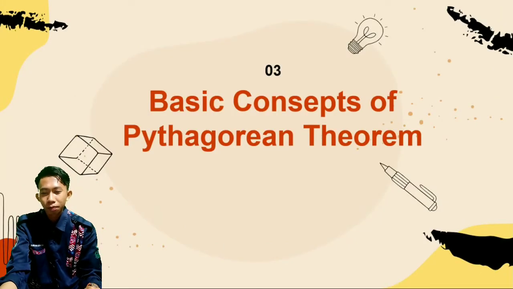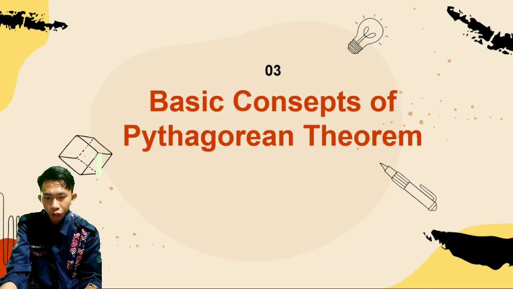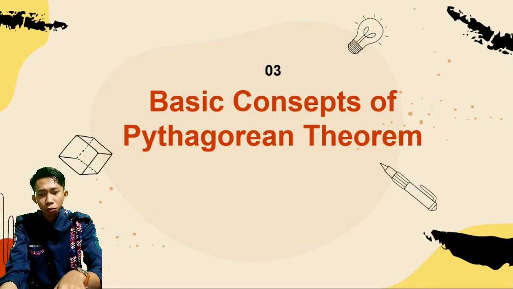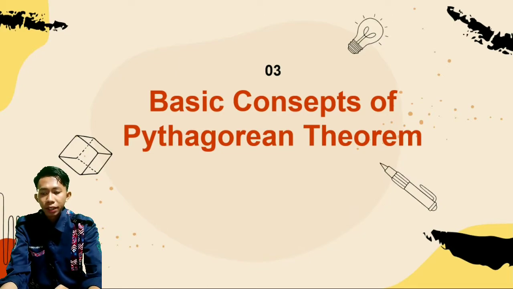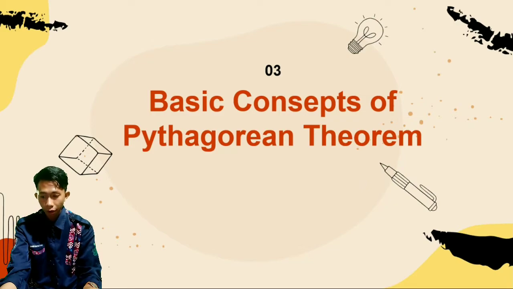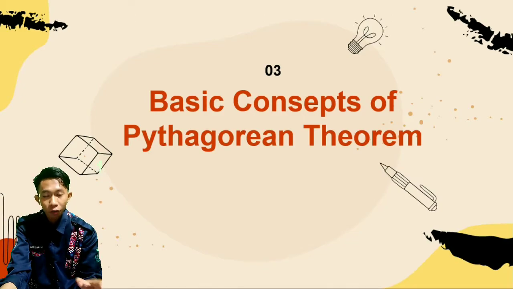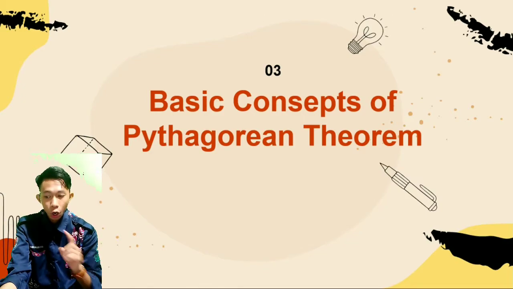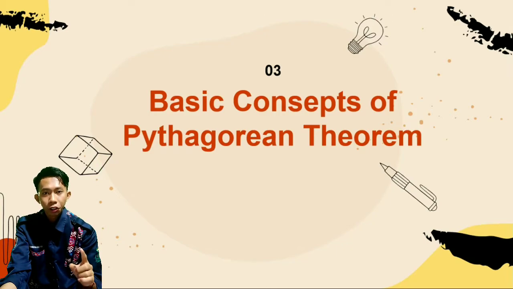Let's go to the basic concept of the Pythagorean theorem. The main thing that you need to know is that the Pythagorean theorem describes an important geometric relationship between the three sides of a right triangle. We're going to learn what that relationship is in just a minute.